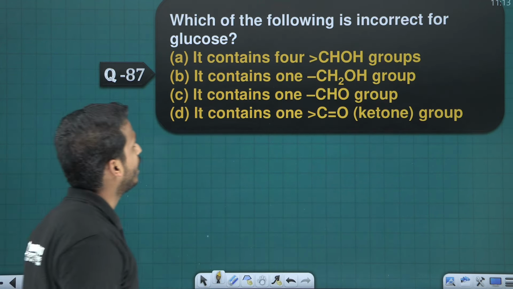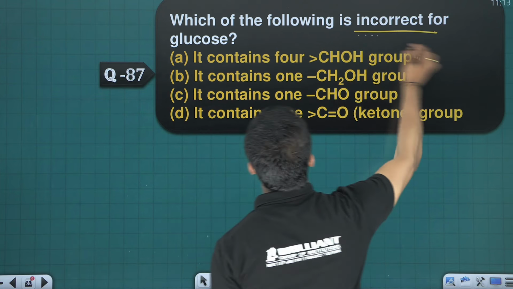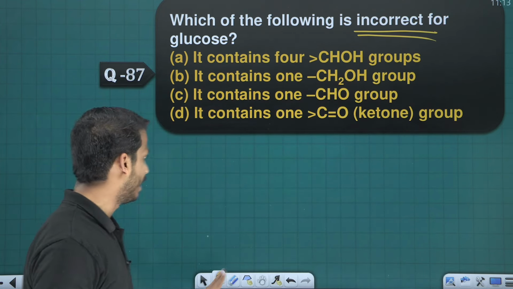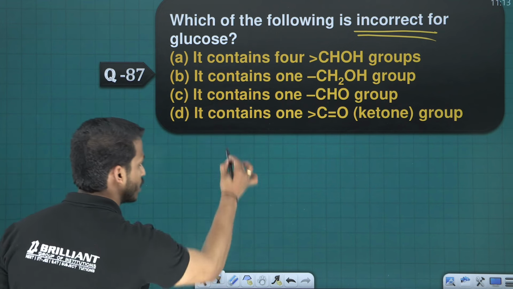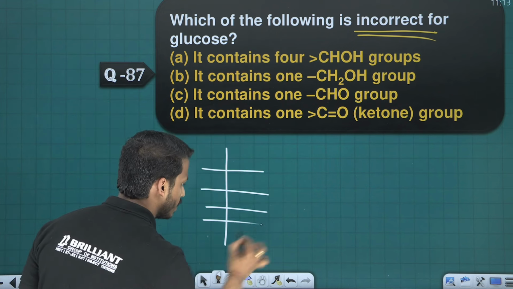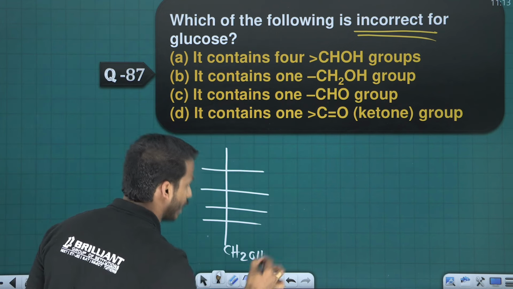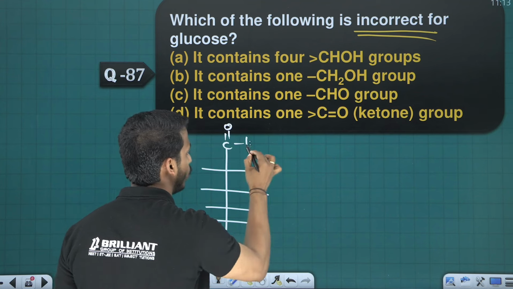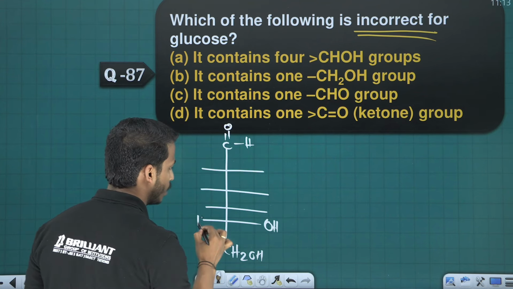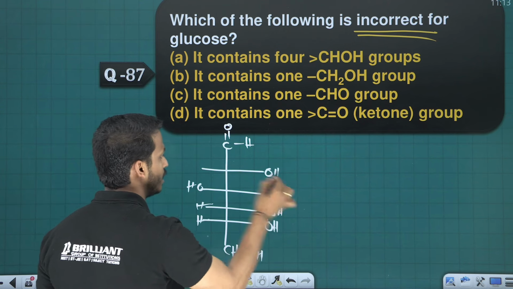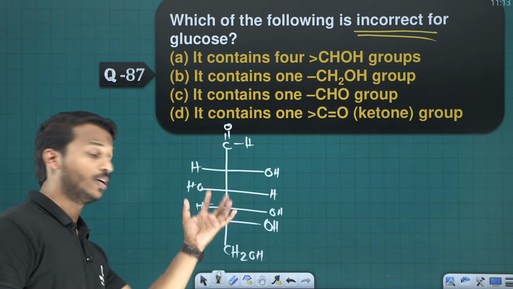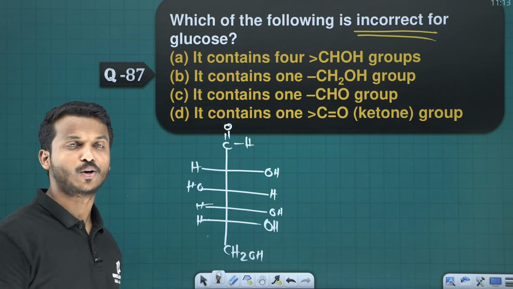Which of the following is incorrect about glucose? What is the glucose structure? Here we have CH2OH, and here we have an aldehyde group, and here we have OH H, then H OH, then OH H, then OH H. This is the open chain structure of glucose.